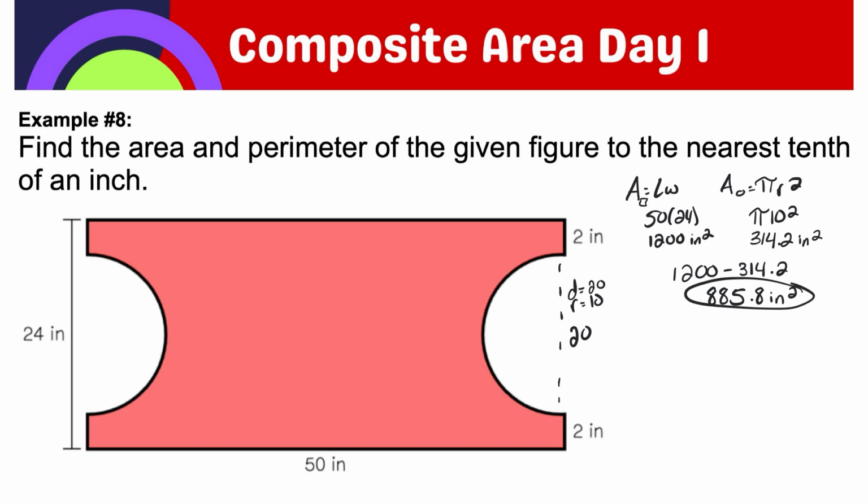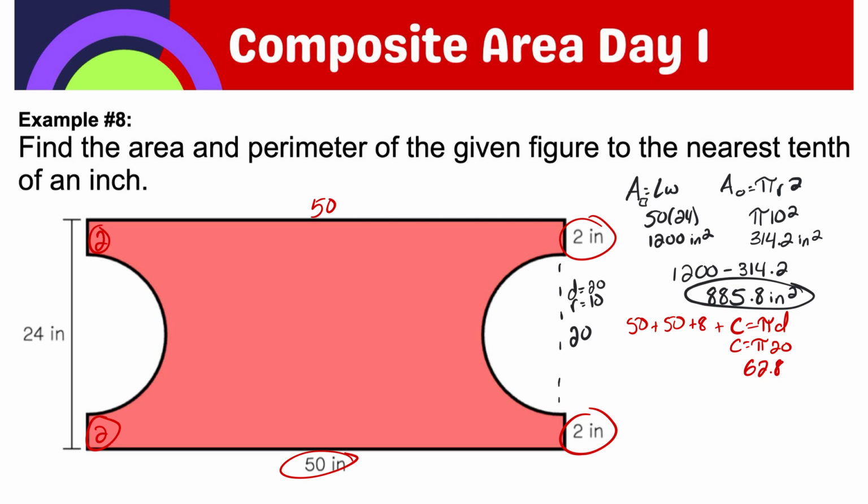Okay, and then for perimeter, it's going to be the same idea as what we've been doing before. We're adding up all the sides. So it'll be 50, and then there's another 50 on this side. Then it's going to be plus 2 4 times. So 2 times 4, that's going to be 8. And then it's also going to be plus our circumference. So we have to calculate that. C equals pi d, so C equals pi, and our diameter was 20. So 20 pi is about 62 and 8/10. So add all of this together of 50, 58, and 62 and 8/10. And our final answer is the perimeter is going to be 170 and 8/10 inches.